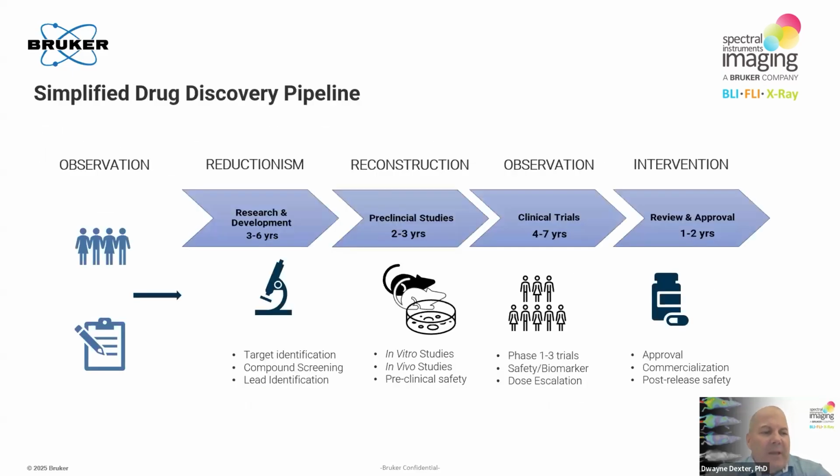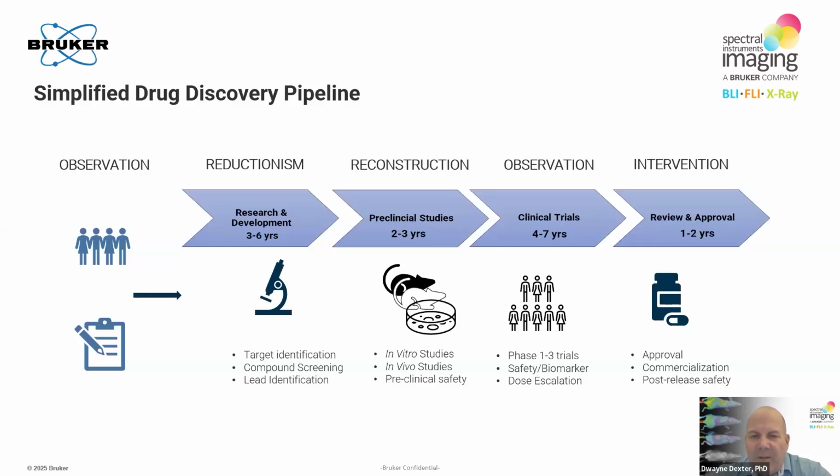So if we look at a simplified overview of the drug discovery pipeline, it really hasn't changed too much over the last several decades. We make clinical observations of human health or disease. We reduce that observation into some easily manageable research unit, whether it's a cell, a protein, even a genomic piece of information. We look to identify targets, therapeutic interventions, identify compounds that would potentially act as a drug therapy.